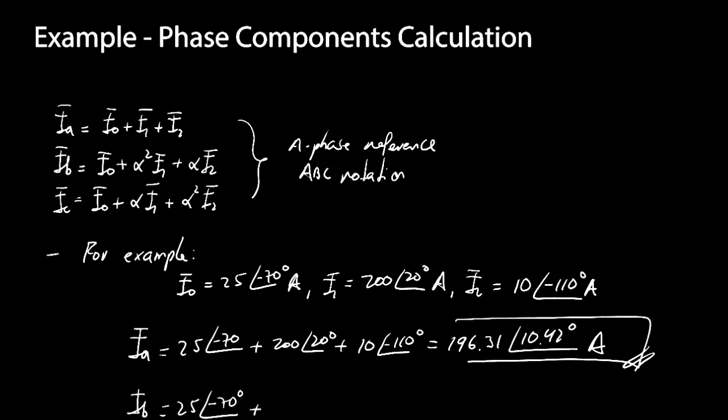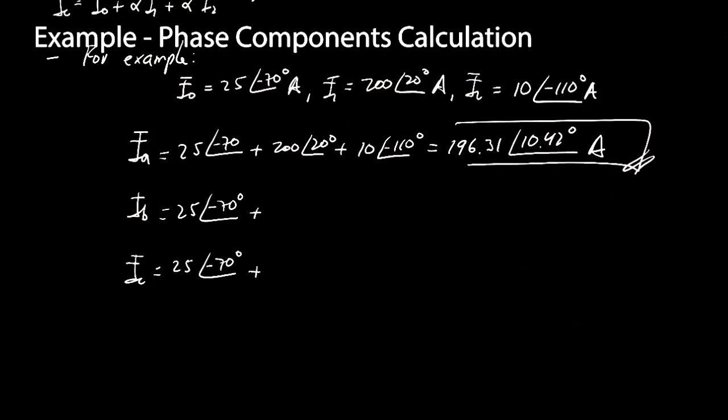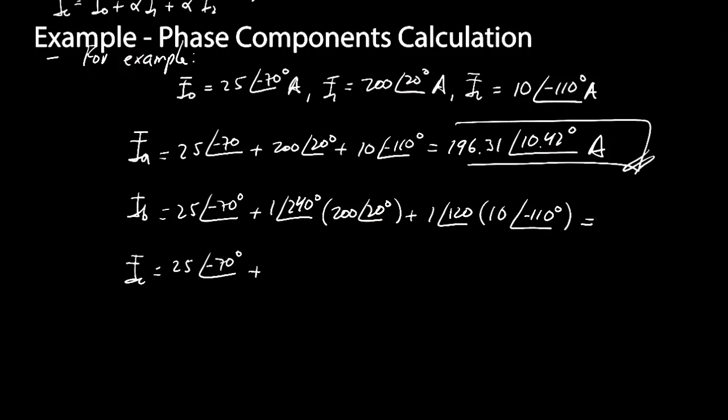Now for the B phase, from this equation, we have I0 plus alpha squared I1 plus alpha I2. So going back here, alpha squared, we know that's 1 at 240, times I1, which is 200 at 20 degrees, plus alpha, so 120, times I2, which in this case is 10 at minus 110. And if we calculate this, we get that the B phase current is equal to 219.33 at an angle of minus 94.27, and this is of course in amps.